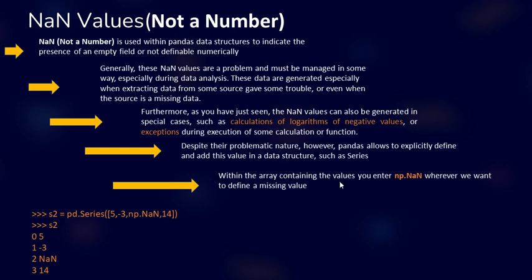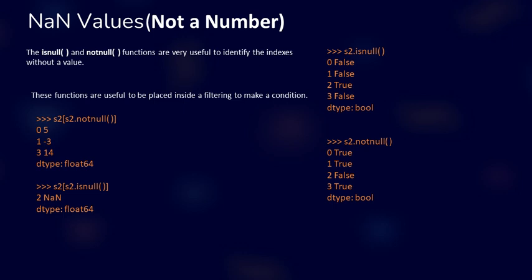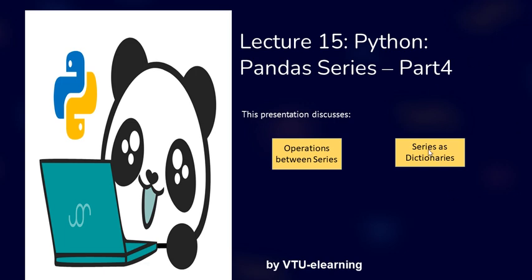And we saw the importance of NaN values and how we can use the NaN values concept to filter out the rows with NaN. So in the next session we will be going deeper again into the next Pandas series concepts. We will see how we can do operations between the series, and we will also see series as dictionaries. Thank you.